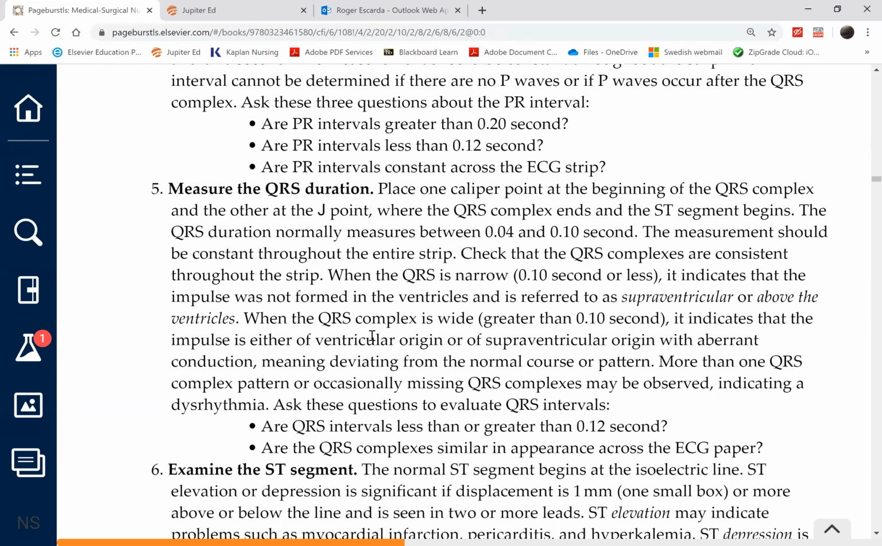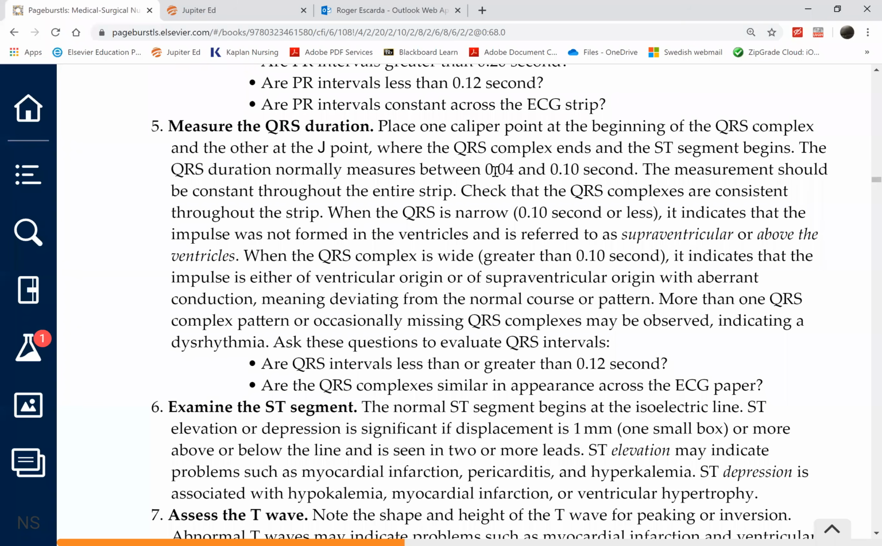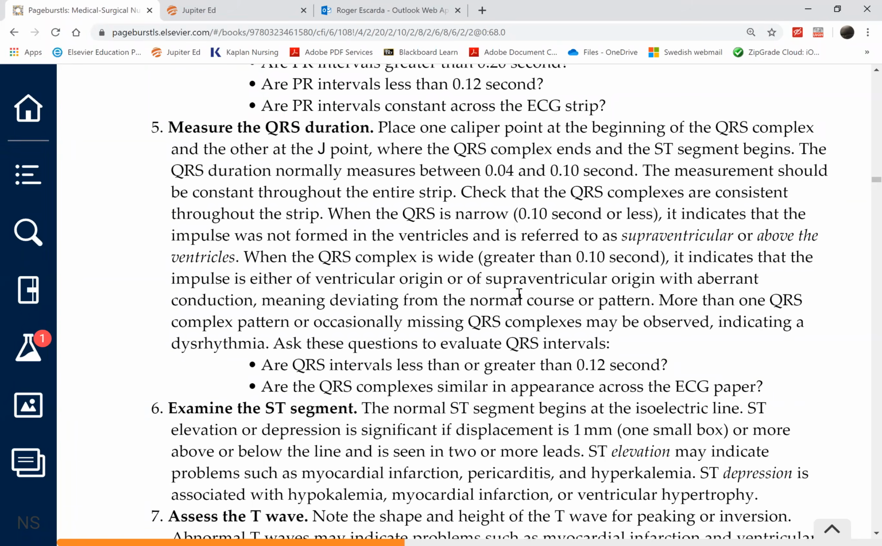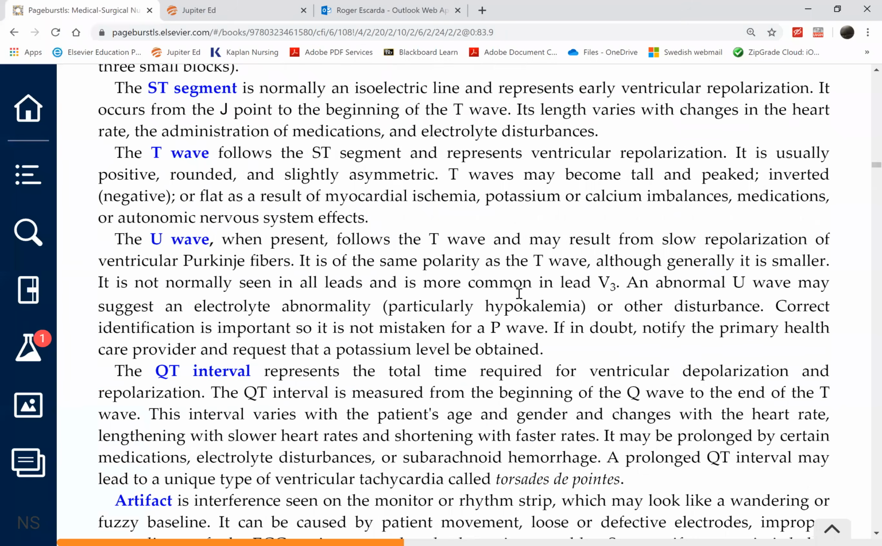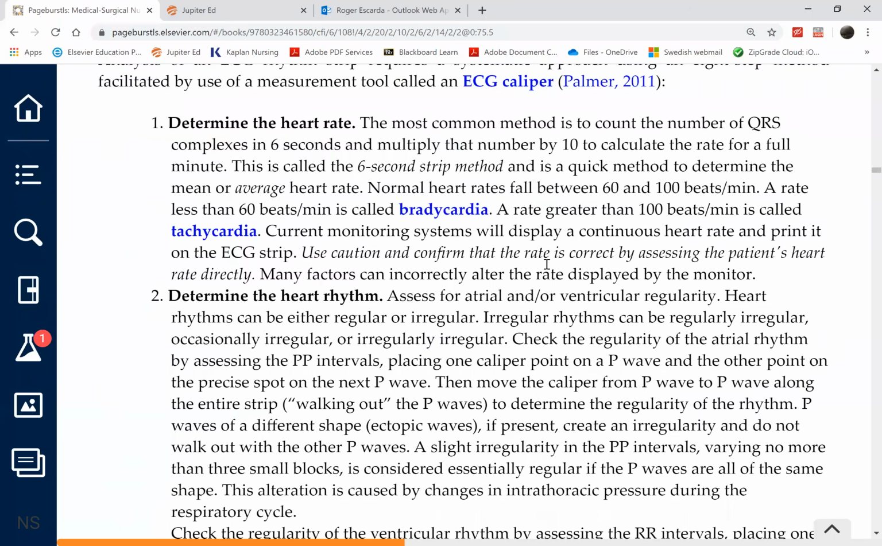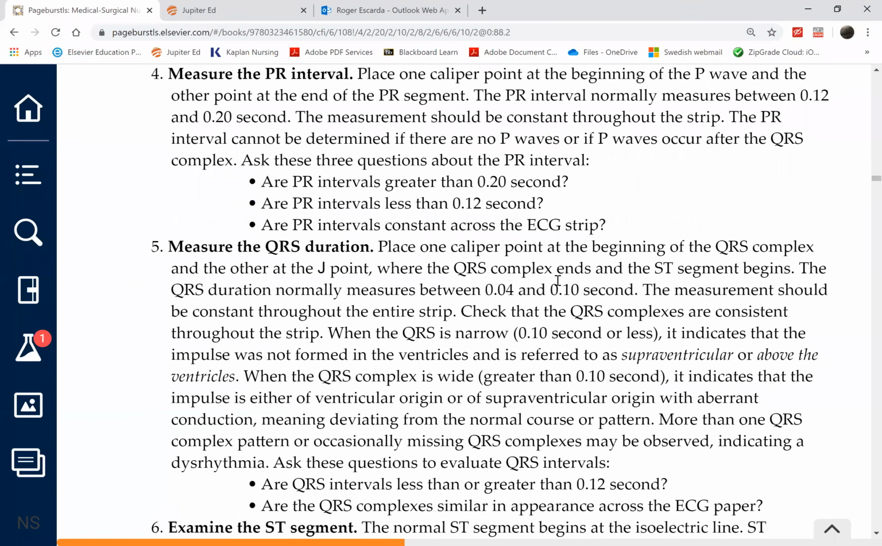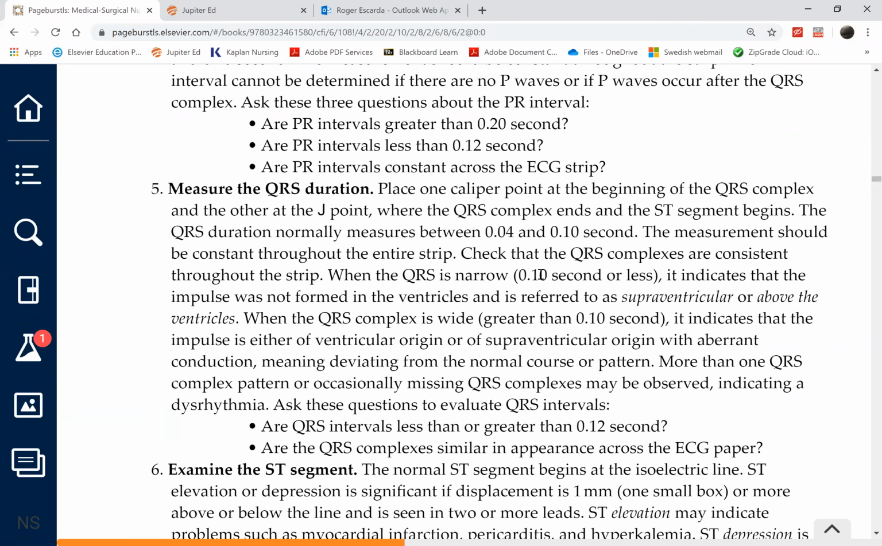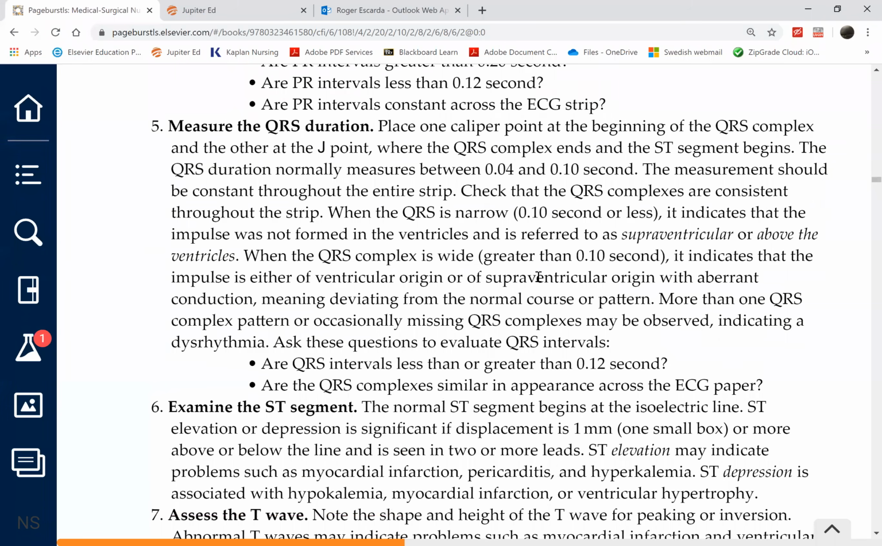Okay. Next is the duration, and again the duration must be between 1 to... There's some discrepancy here on this part. It tells you that the QRS duration is 0.4 to 0.12 seconds, and then down here it changed to 0.10 seconds. For our testing purpose, because all other textbooks say 0.4 to 0.10 seconds, we will use this number. Is that clear? Yes. Okay.